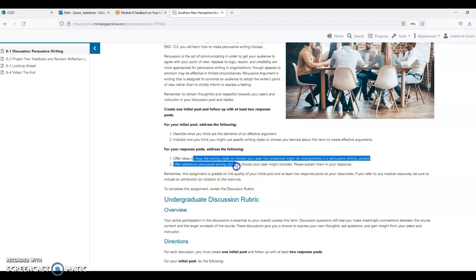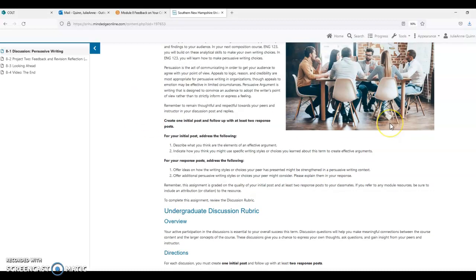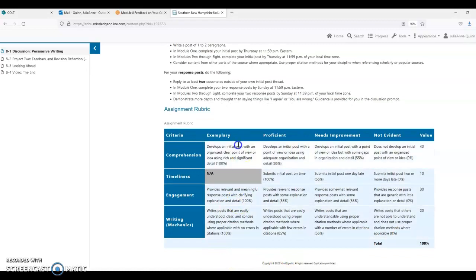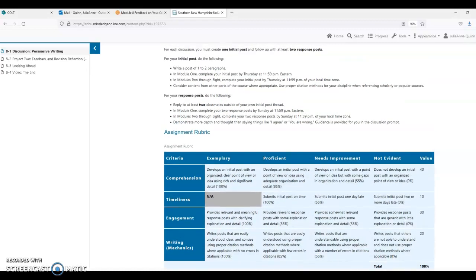For your response to your classmates, offer ideas on how the writing styles or your choices of your peer would strengthen an argument. Sort of considerate feedback that gives you ideas for your own work as well. So, of course, main post and responses to 2 classmates, right? The way that this is going to be evaluated is that you're writing 1 to 2 nice chunky paragraphs of main post and then a nice chunky paragraph of response. Your main post is due Thursday, your response on Sunday.